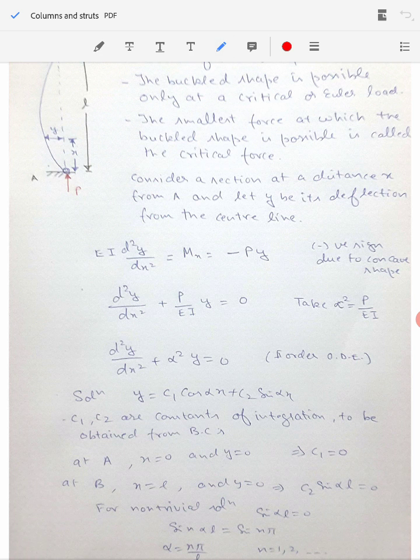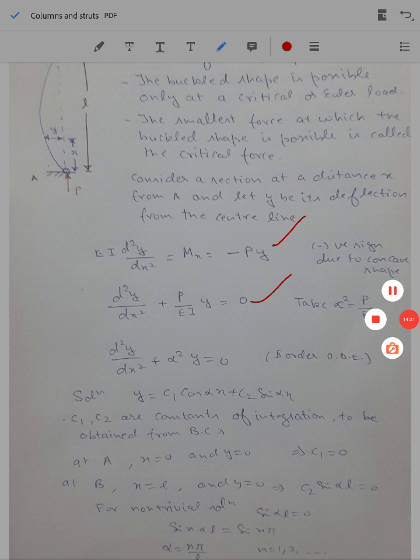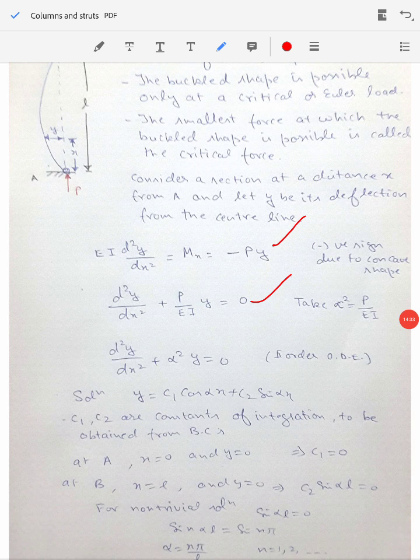And I get this equation, which I can simplify and write as d square y by dx square plus P divided by EI into y equal to 0. Now let's take alpha square equal to P by EI, so that we can get a simpler form of this equation.